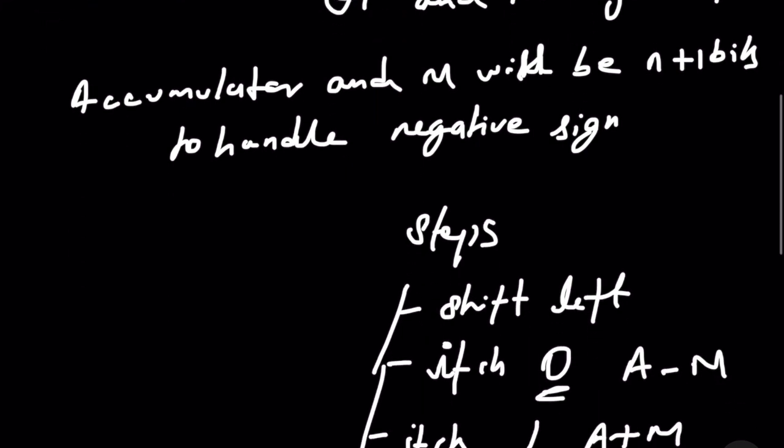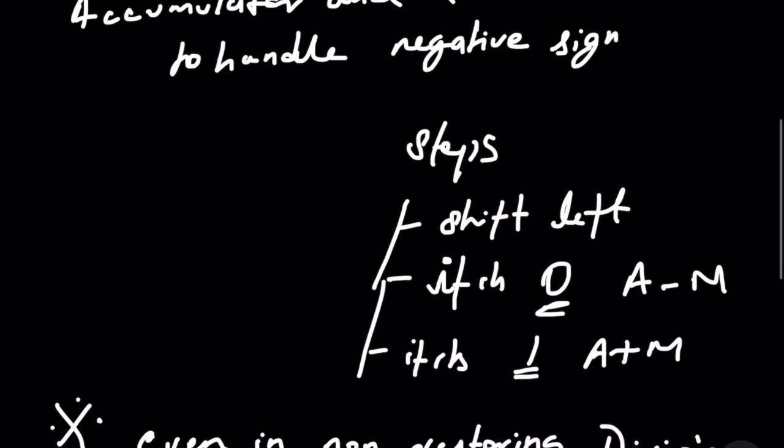So the steps in the division with a non-restoring are: we'll be performing shift left, and if the MSB of the accumulator is 0, we'll be performing A minus M. If the MSB of the accumulator is 1, then we'll be performing A plus M.